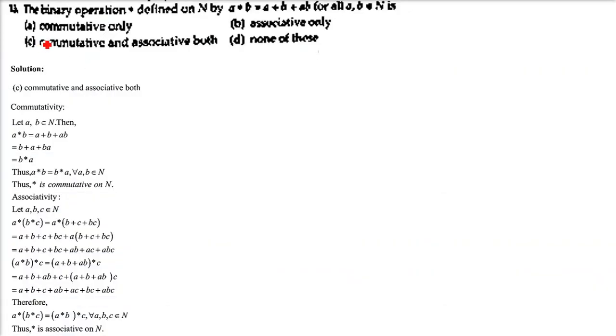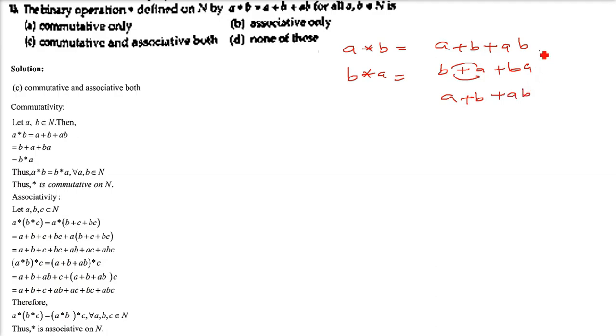Next is the binary operation star defined on N. How is it defined? A star B equals A plus B plus AB, where A, B are natural numbers. So, we have to show whether it is commutative, associative, neither, or both. So let us do B star A, by just replacing A by B. So B plus A plus BA. BA is AB and A plus B can be written as B plus A, or B plus A can be written as A plus B. So it is commutative.